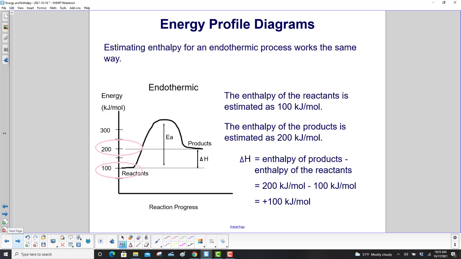Estimating enthalpy for an endothermic process works the same way. In this case, the enthalpy of the reactants is down here. It's 100 kilojoules per mole. The products is roughly 200 kilojoules per mole. Change in enthalpy, enthalpy of products minus enthalpy of the reactants, 200 minus 100 kilojoules per mole, and this time we get a positive 100 kilojoules per mole.